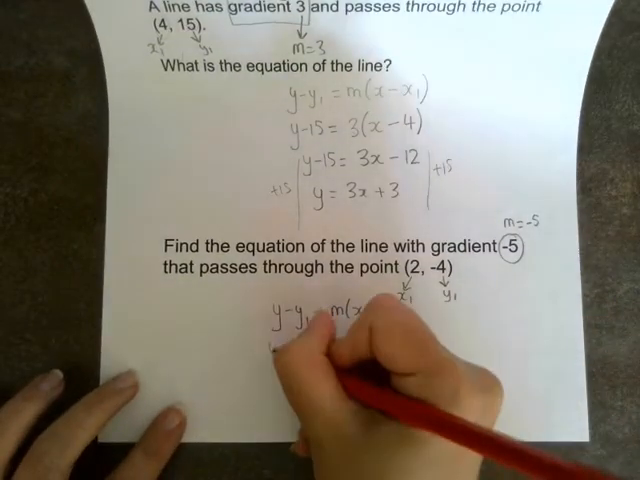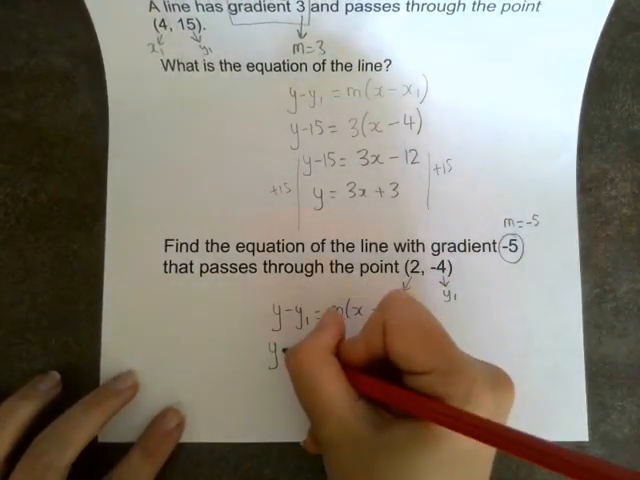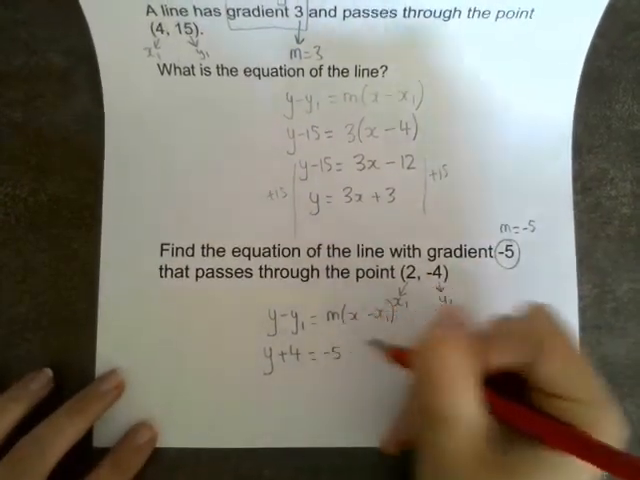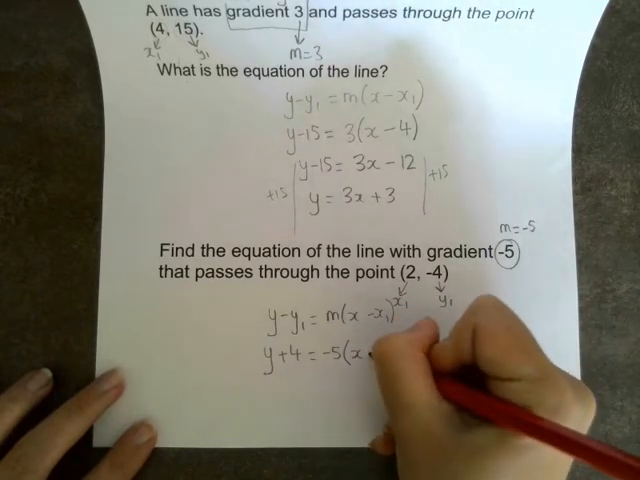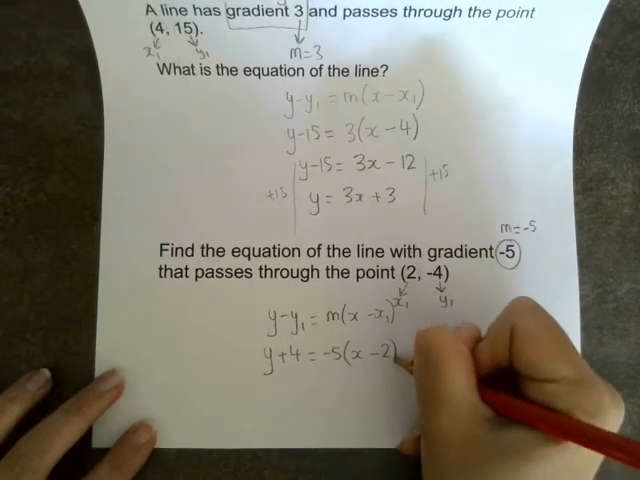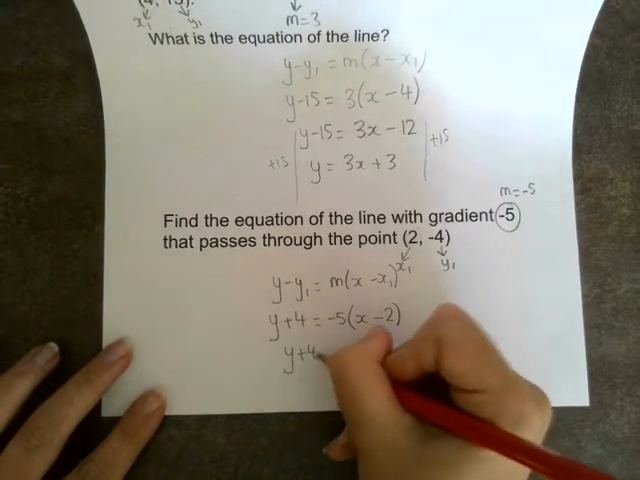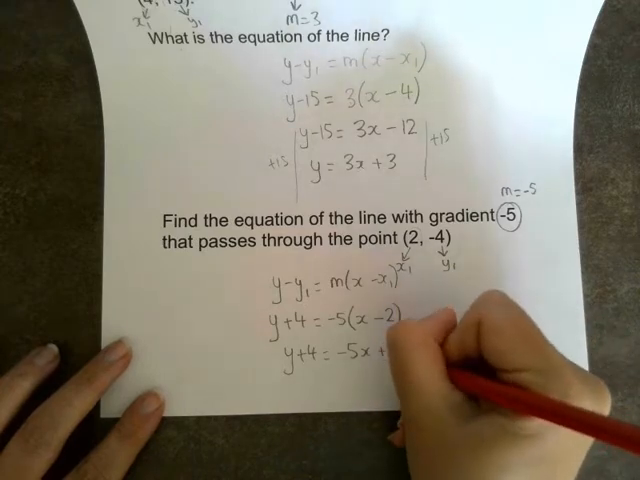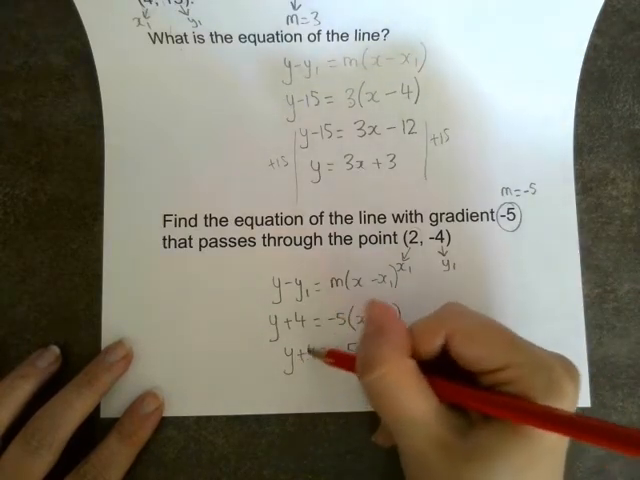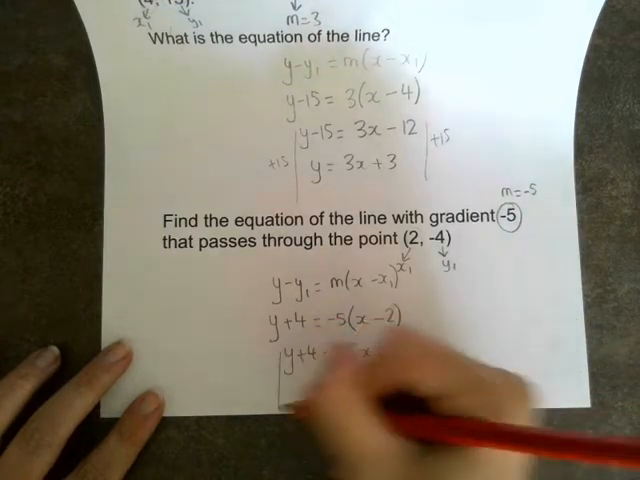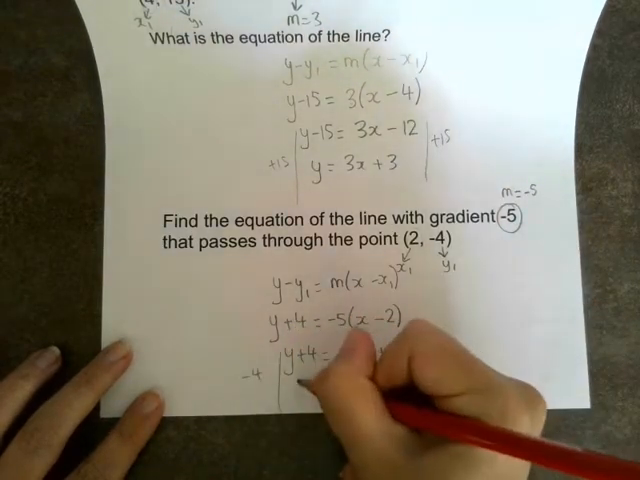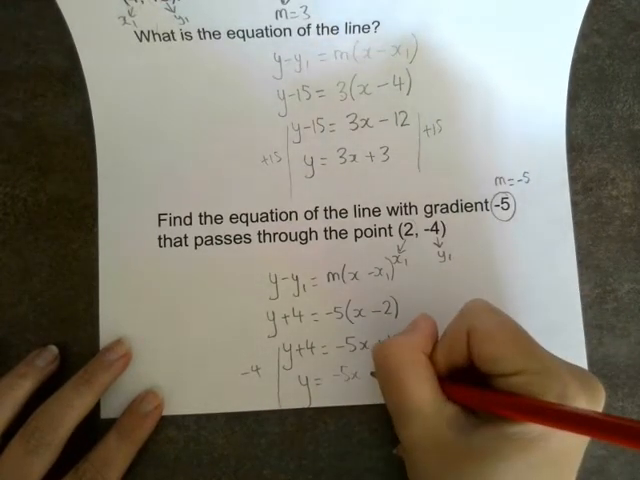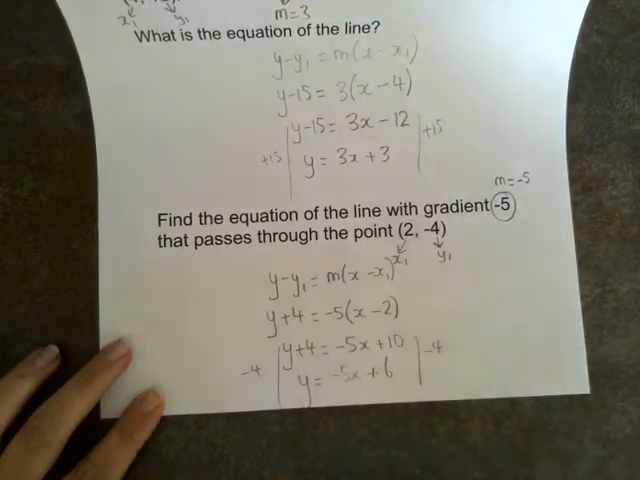So we're going to do y minus minus 4, so it's going to be y plus 4 equals, and then it's going to be minus 5 for m, and then x minus x1, which is 2. So we're going to expand the brackets, so you get minus 5x, minus 5 times minus 2 is positive 10, so plus 10, and this time to get rid of plus 4 we're going to have to take away 4. So that's going to give me y equals minus 5x will stay the same, 10 take away 4 is 6, it's positive 6, so I put plus 6 on the end.